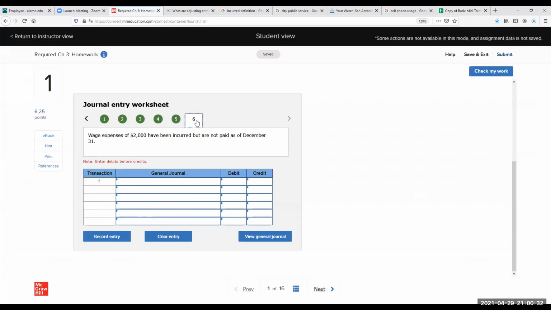All right, let's see, one more. Wage expense of $200 has been incurred, but not paid. What does that mean, incurred? That's a hard thing for people.